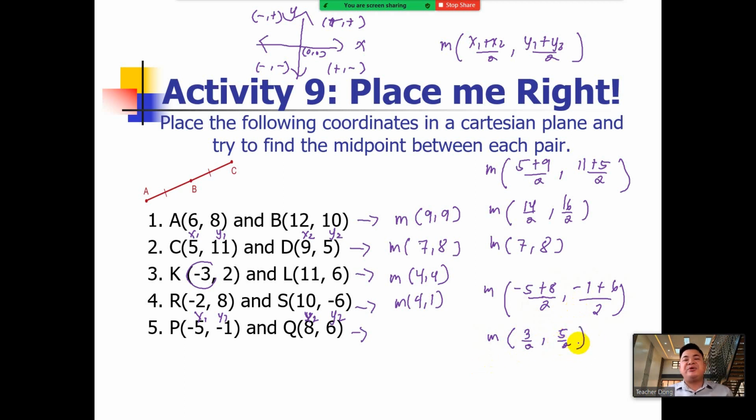Then you can have this as your answer, or you can convert it to decimal. 3 divided by 2 is 1.5. And then 5 divided by 2 is 2.5. So we can say that the coordinates of the midpoint are 1.5 and 2.5. Okay, so you can have an answer in decimal. It depends on the exam that you are going to encounter. If the exam requires you to write a fraction, you have to write a fraction. If it requires you to write a decimal, you have to write in decimal.